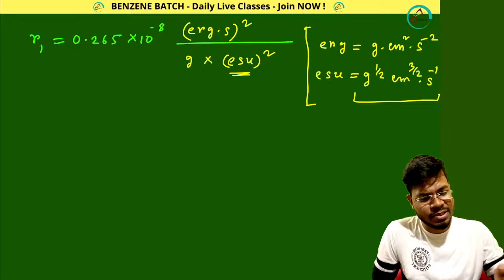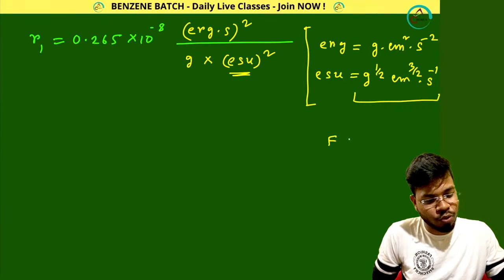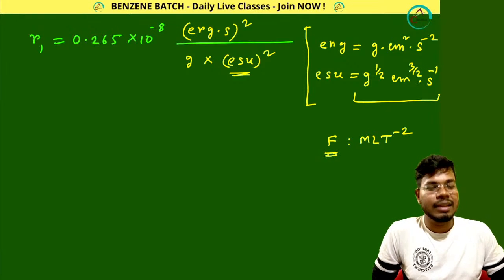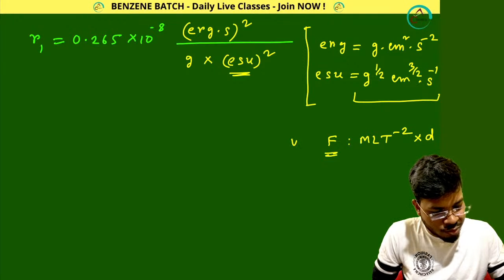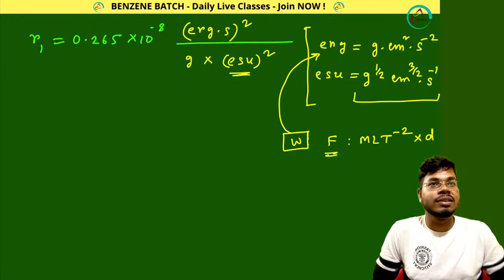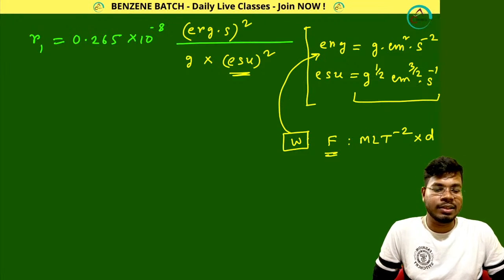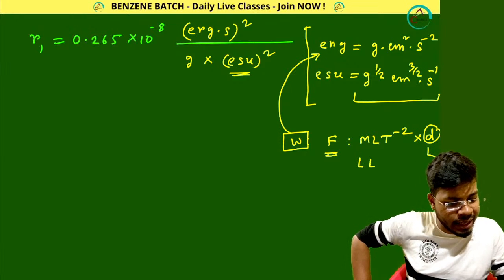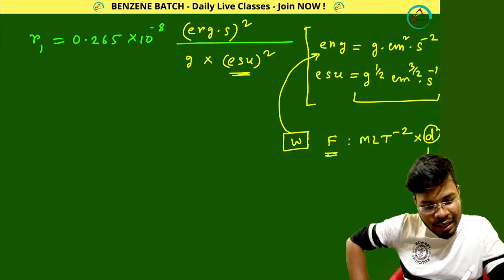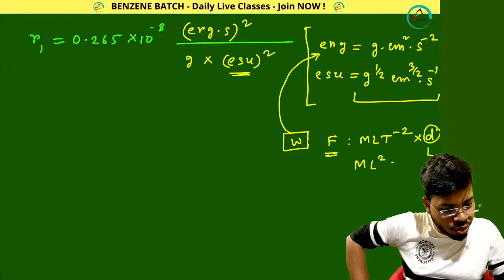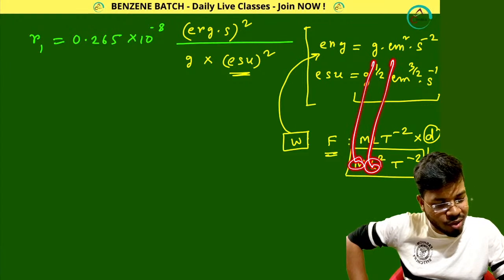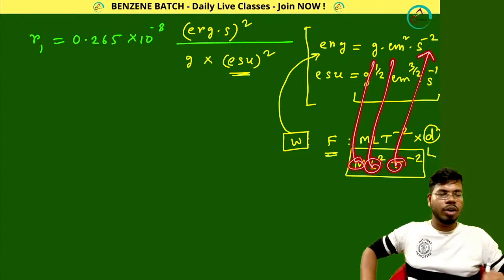Okay, erg means what? If you know the unit of force, force means what? M L T to the power minus 2. Okay, this is force. Into distance, that becomes work, W. So work is the form of energy and erg is the unit of energy, right? That means M, L, distance means L. Finally what you get? You get M L squared T to the power minus 2. Mass, gram. Length, centimeter square. Time, second minus 2.